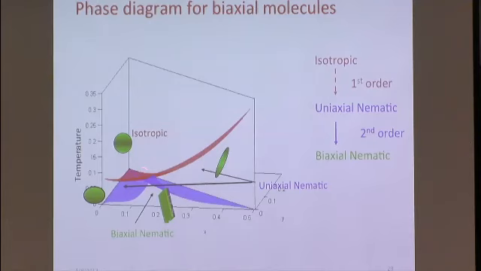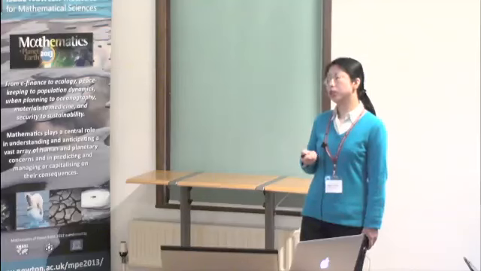We add to the triangle a vertical axis, which is a reduced temperature, and the triangle in the plane corresponds to the material property. So here, the red surface corresponds to the isotropic-nematic phase first order phase transition, the isotropic-uniaxial nematic phase transition, and these two blue surfaces represent the second order uniaxial-biaxial phase transition.